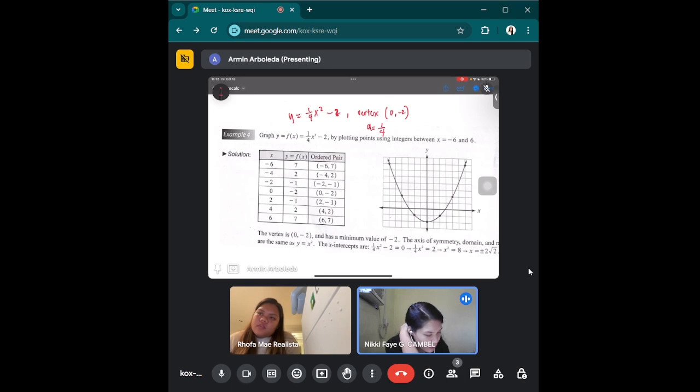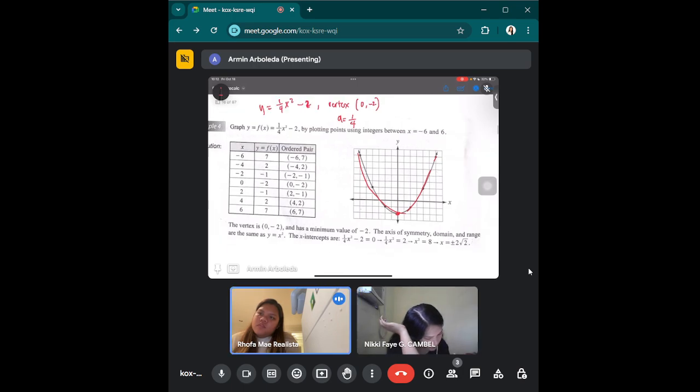So this 1/4 compared to the 1/2 earlier, it's gotten more wide because the number got smaller. Okay? It's gotten more wide, and we have the vertex below. And 1/4 is also positive. That's why the parabola is facing upwards. Okay? So it has a minimum value of -2. Axis of symmetry, domain, range is same as x and y.